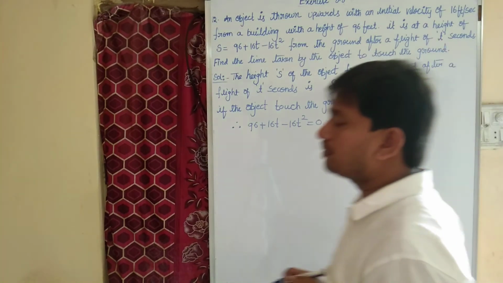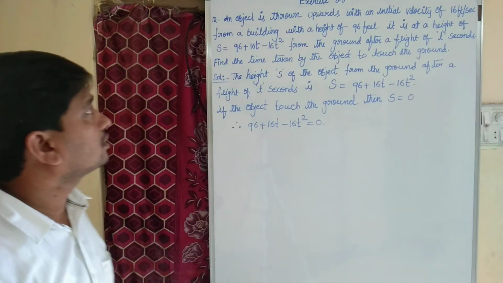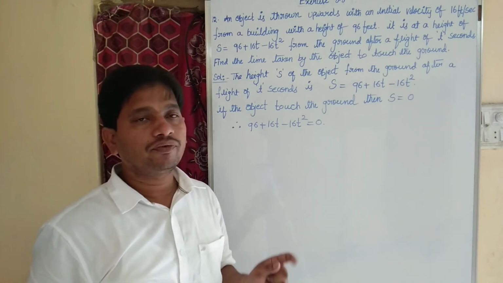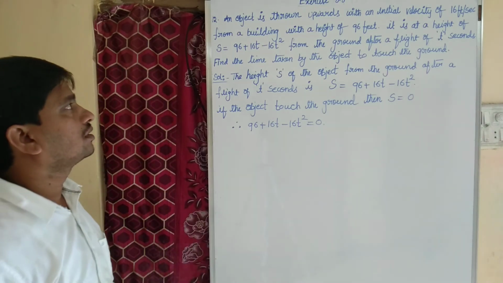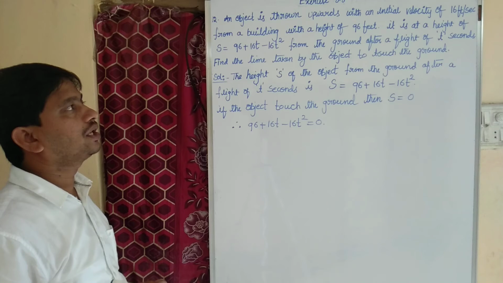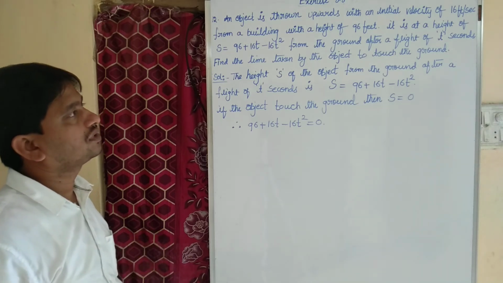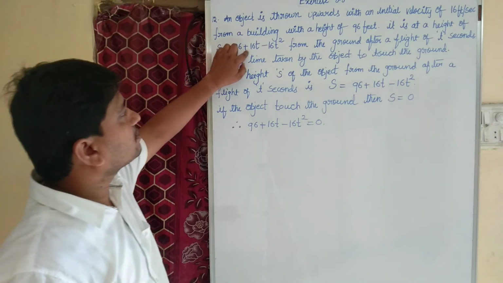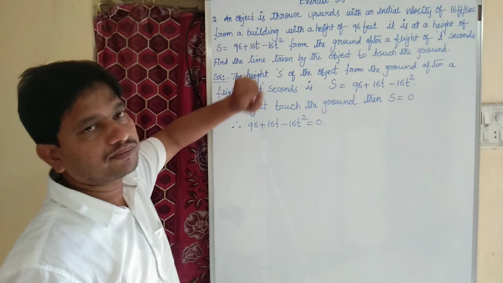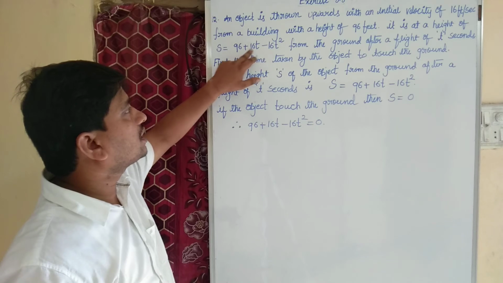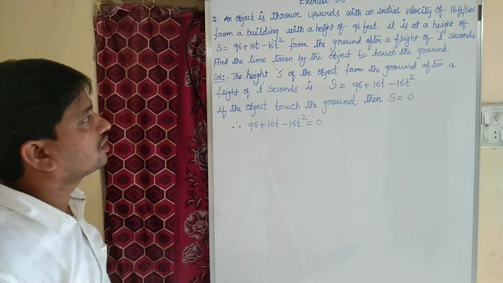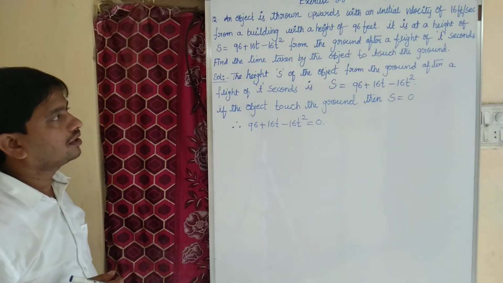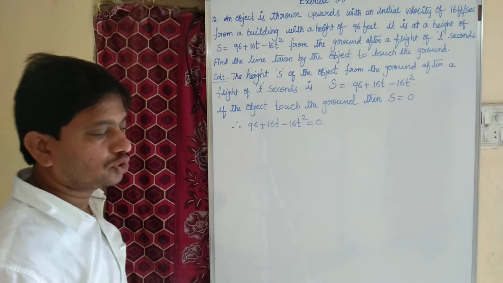Now coming to question number 12. An object is thrown upwards with an initial velocity of 16 feet per second from a building with a height of 96 feet. It is at a height of s equal to 96 plus 16t minus 16t square, which is a quadratic equation in terms of variable t, from the ground after a flight of t seconds. Find the time taken by the object to touch the ground.